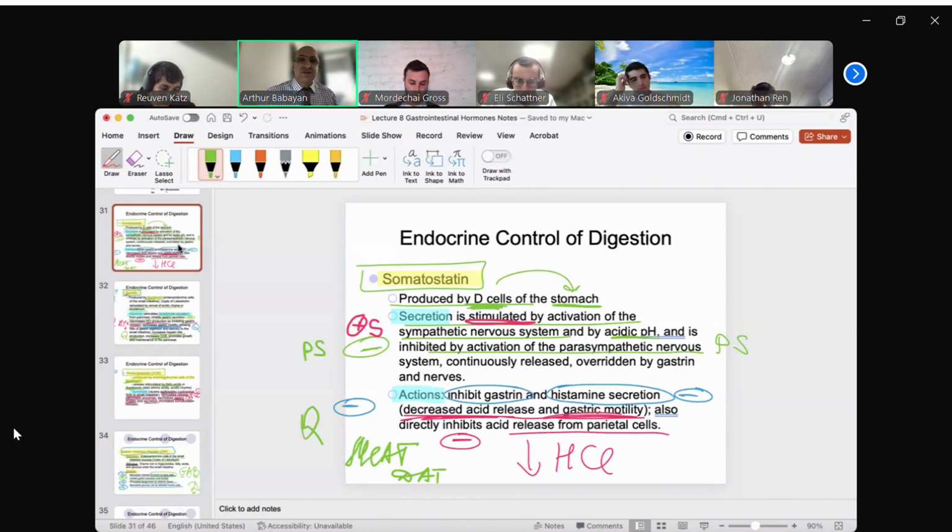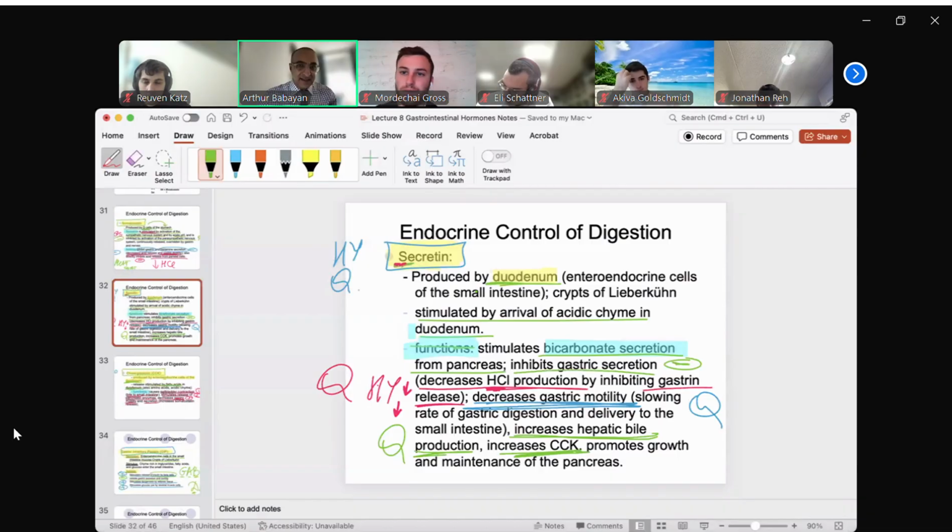Okay, let's finish. Somatostatin is produced by the D cells in the stomach. Its secretion is stimulated by activity of the sympathetic nervous system, not parasympathetic, and inhibited by the parasympathetic nervous system. Its action is to inhibit histamine secretion and the release of acidity. That's why hydrochloric acid production will decrease.